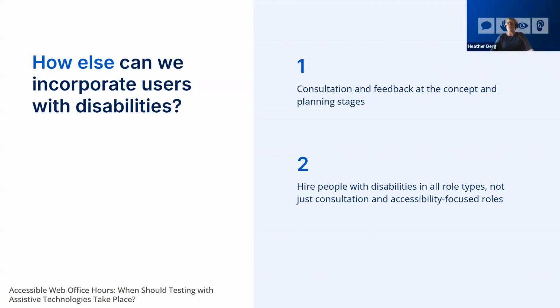Awesome. So a second strategy that's easy to employ really is hire users with disabilities across all roles within your organization. A lot of times we think about folks with disabilities in those kind of specialized roles where they're offering consultation, feedback, doing assistive technology testing, et cetera. But the more in-house lived experience and expertise you have, the better off you're going to be.